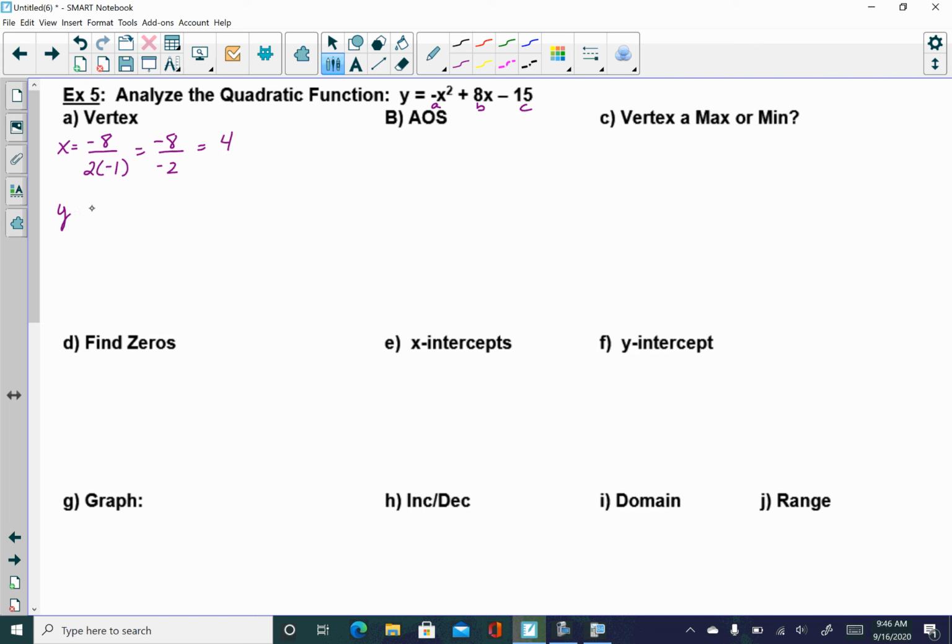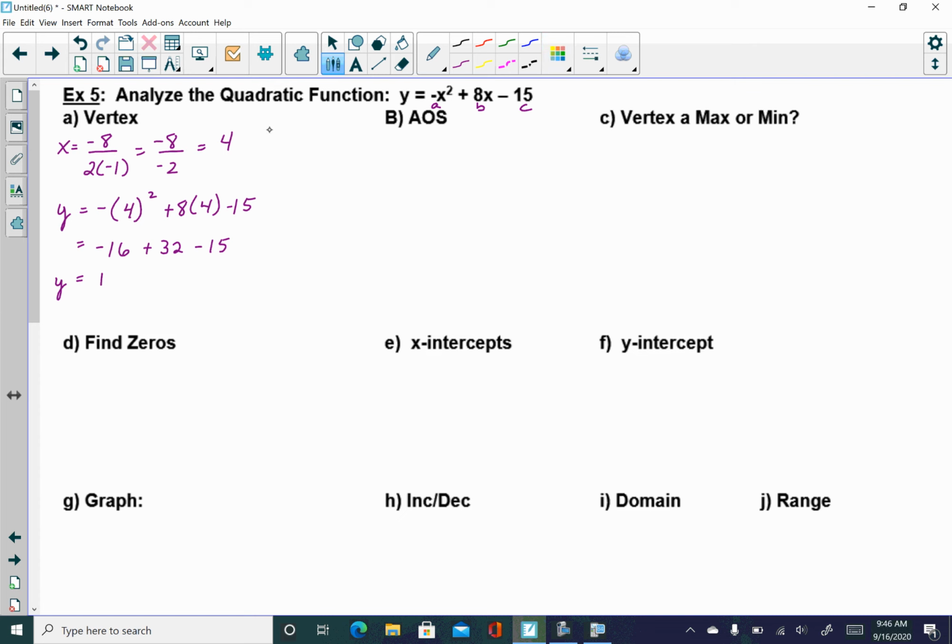Now to find the y value of my vertex, I have the negative sitting out there. I'm replacing the x with 4, so negative 4 squared plus 8 times 4 minus 15. So then that would be negative 16 plus 32 minus 15. And then that will leave you at a positive 1 for your y value. So now we have a vertex.